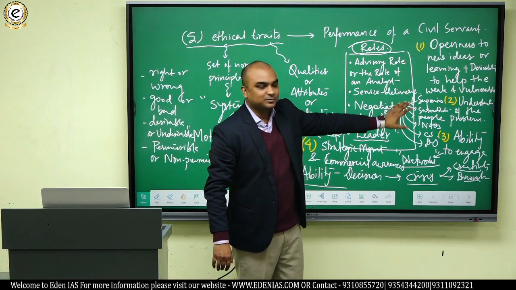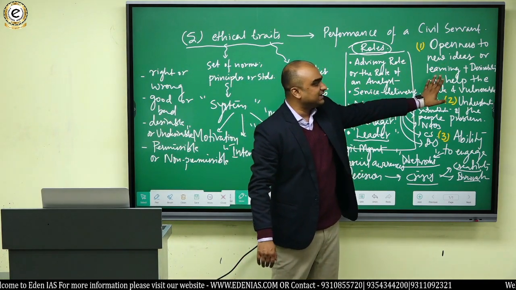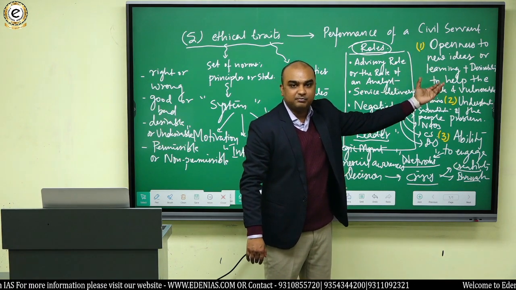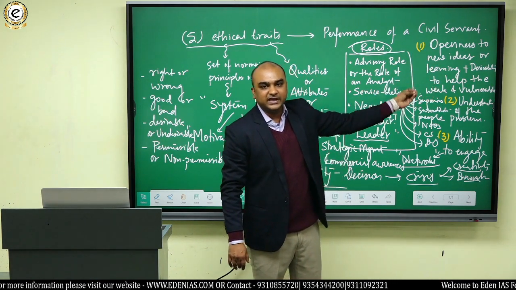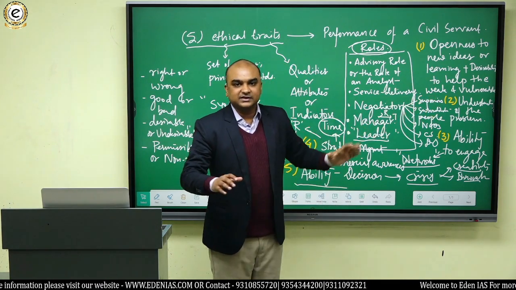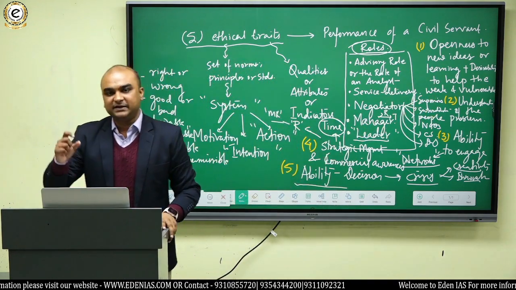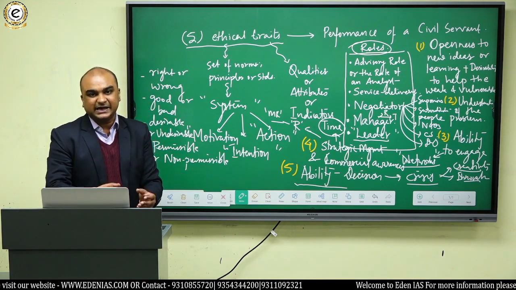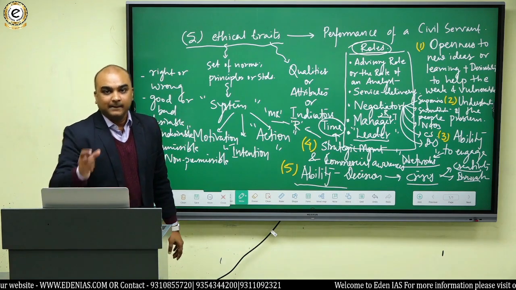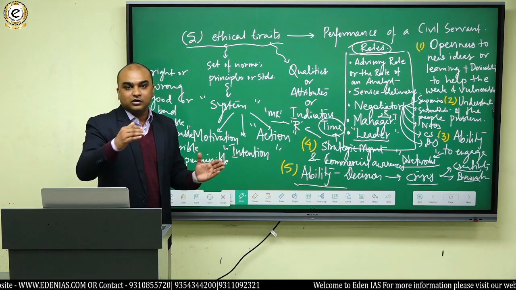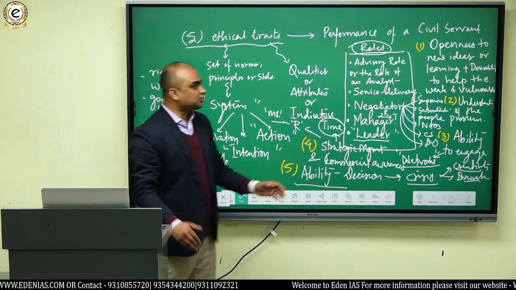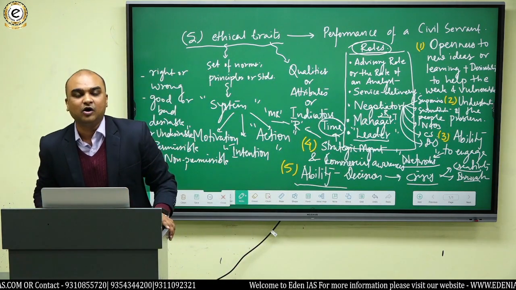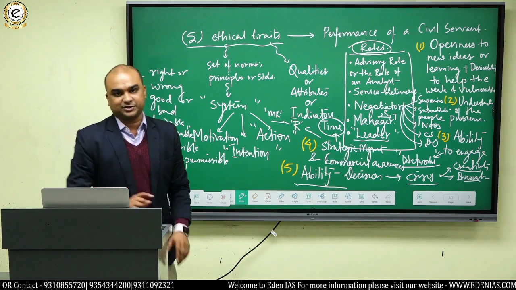So what are the attributes? Openness to new ideas and openness to learning. Desirability to help the poor people, the weak and the vulnerable. Now you see that a civil servant should uphold the public trust. A civil servant should always help in the efficient and timely delivery of public services. But the civil servant should always pay more attention towards the weak and vulnerable sections of the population, because they are in more need of the goodwill of the administration.